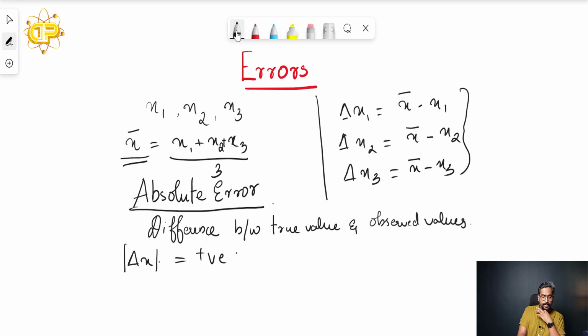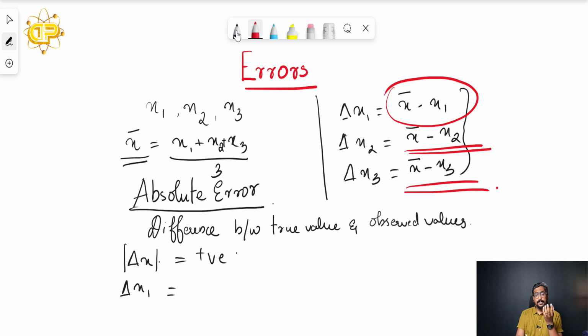So the absolute error of the first reading is delta x1, which is equal to the first term, that is this one. In the second, delta x2 is this one, and delta x3 is this one. So we get a set of errors, and we call them absolute errors. Here, what we are going to do is collect all these absolute errors and take the mean. So we get another term, that is mean absolute error.